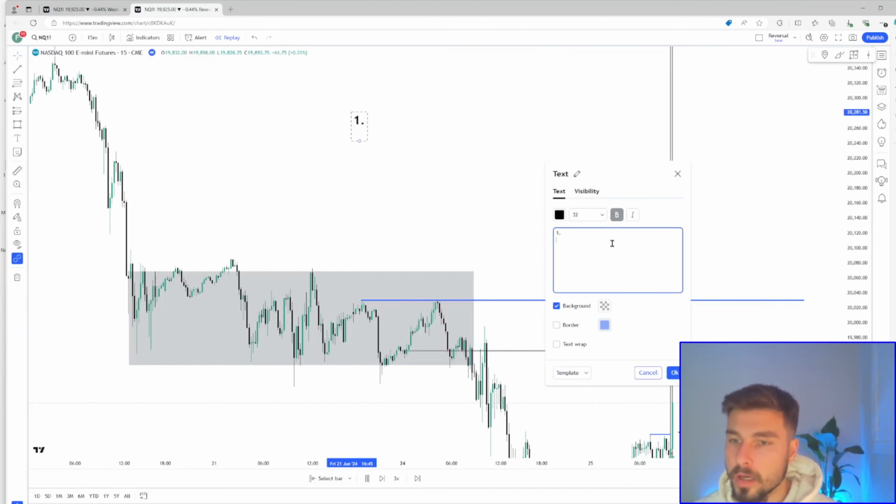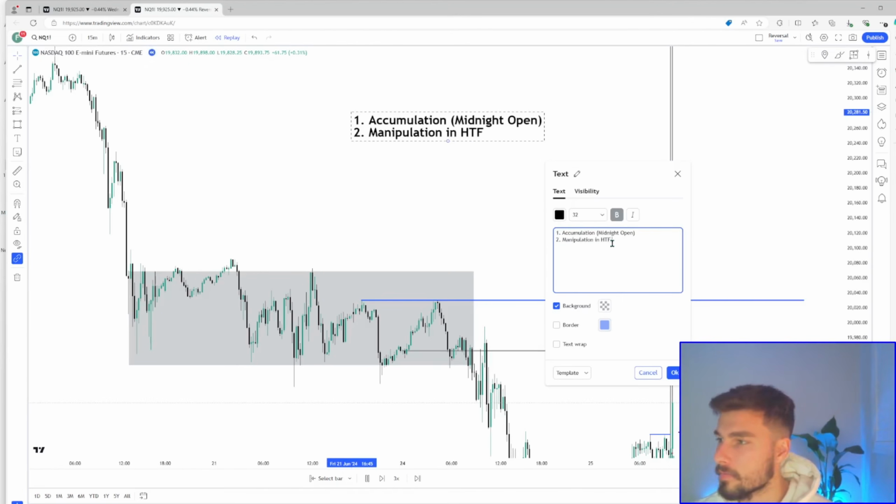So number one, you're looking for some accumulation, and ideally you're looking for that at the midnight open price. That's the first thing. The second, you're looking for some manipulation into a higher time frame key zone. What could a key zone be? It could be a fair value gap, it could be a void of liquidity, it could be an imbalance of some sort. It's one of those key things.